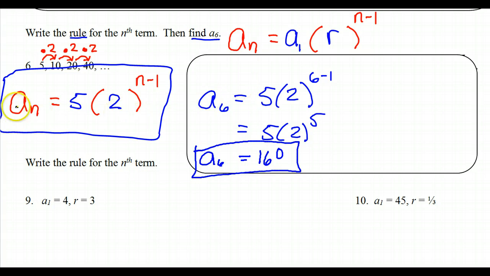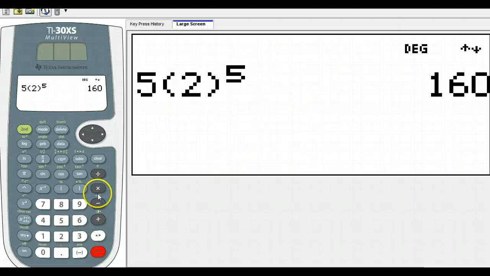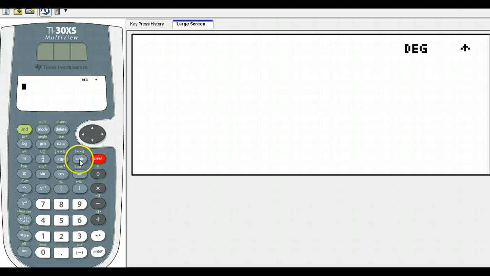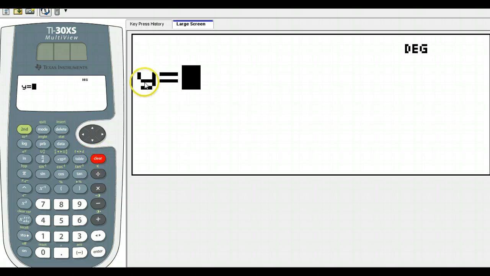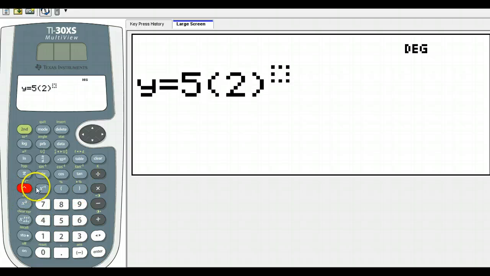Go back to the calculator, and let's just type in the rule in the table, using the table function. So back in the calculator, let's clear this out. Hit the table button on your TI-30. Let's get rid of that equation. Now, it doesn't say AN, but that's okay. We'll just recognize that the Y value is the AN. But let's type in the rest of the equation. So it was 5 times 2, and then it was to the n minus 1 power. Now, your calculator doesn't do n, so we'll just use x, to the x minus 1 power.